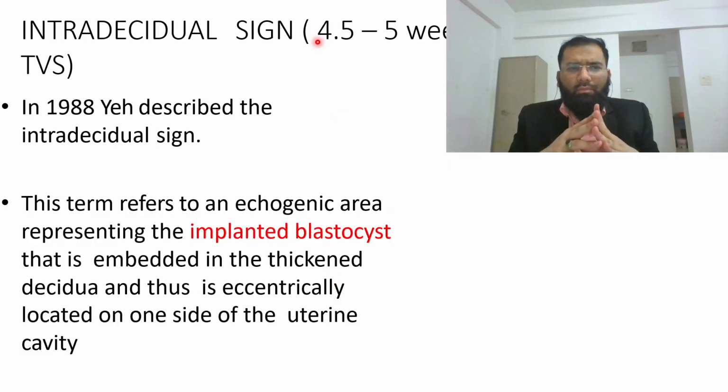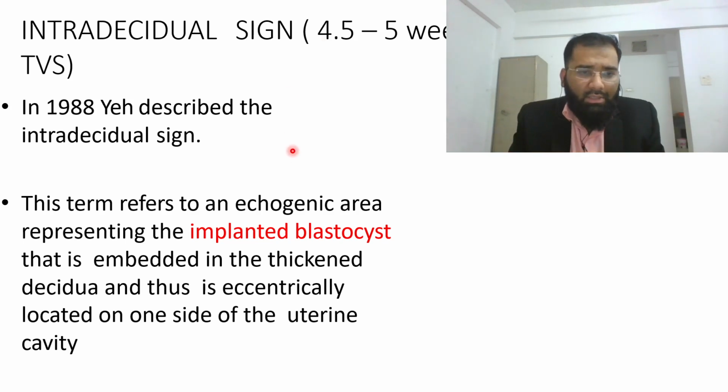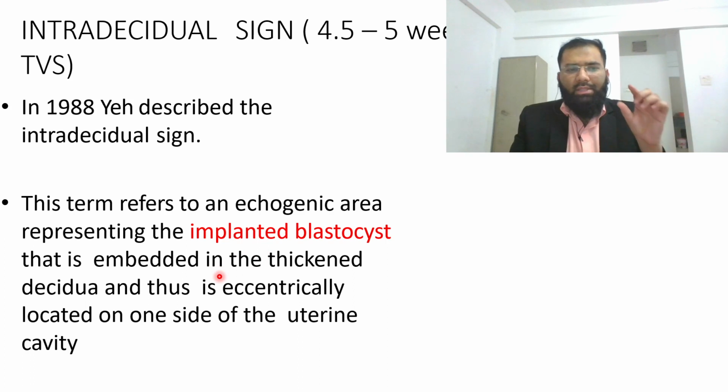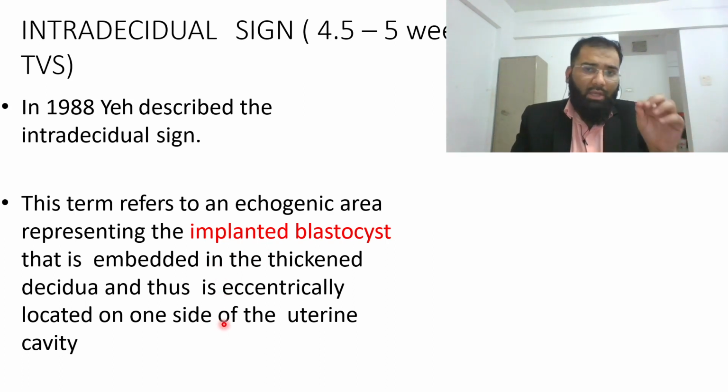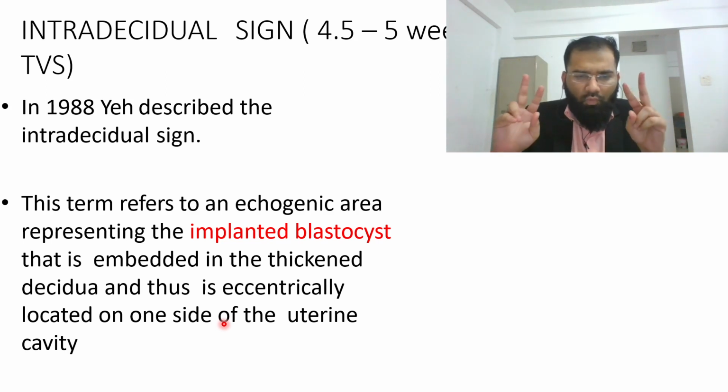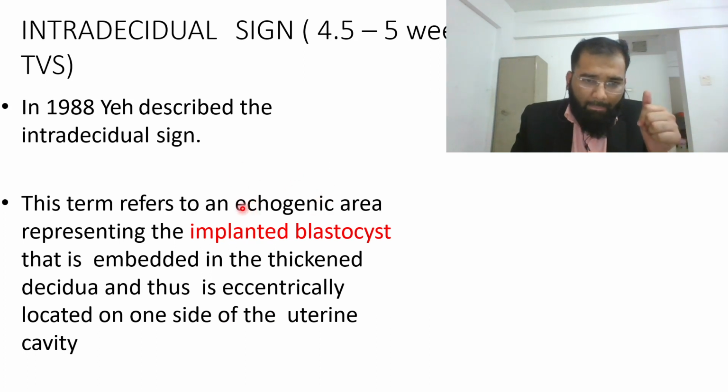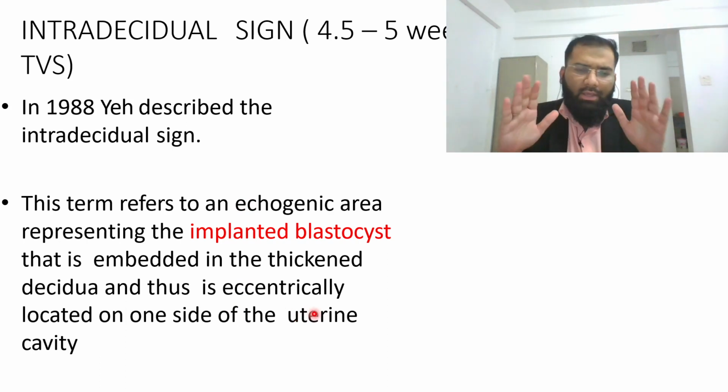Now, the first sign we'll be discussing, the first sign of pregnancy, is called the intradecidual sign, which was described by Yeh, very old, 1988. This term refers to an echogenic area representing the implanted blastocyst, which is embedded in thickened decidua and is eccentrically located on one side of the uterine cavity. Out of this, two words are very important. Number one, it's an echogenic area. Number two, it is eccentrically located. Why is this important?